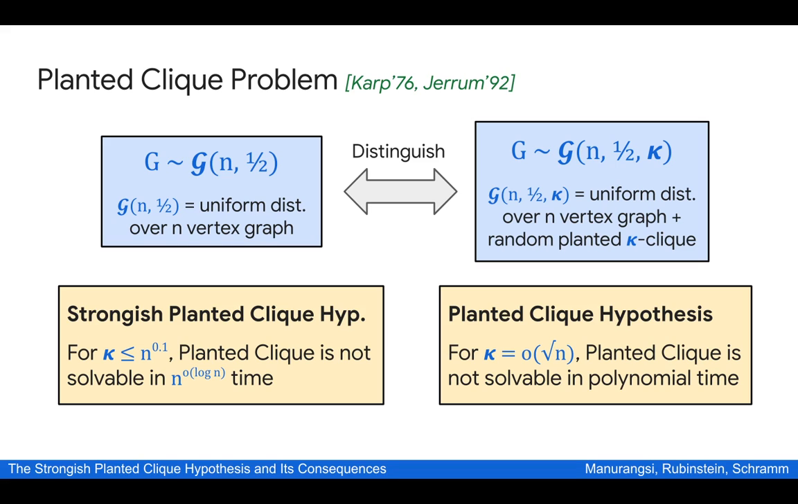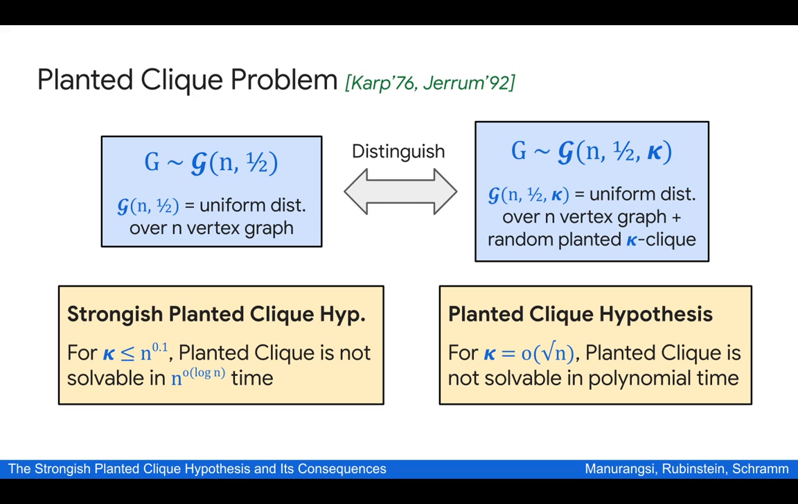So in this work, we are proposing a variant of the planted clique hypothesis, which postulates the following. For kappa that is a sufficiently small polynomial in n, so here throughout this talk I will just write n to the 0.1 here, but you can replace 0.1 by any sufficiently small constant. Then the planted clique problem cannot be solved even in n to the little o of log n time. In other words, we are saying that for this range of kappa, there is no algorithm that achieves significant speedup compared to the brute force algorithm that we discussed earlier. We call this hypothesis the Strongish planted clique hypothesis.